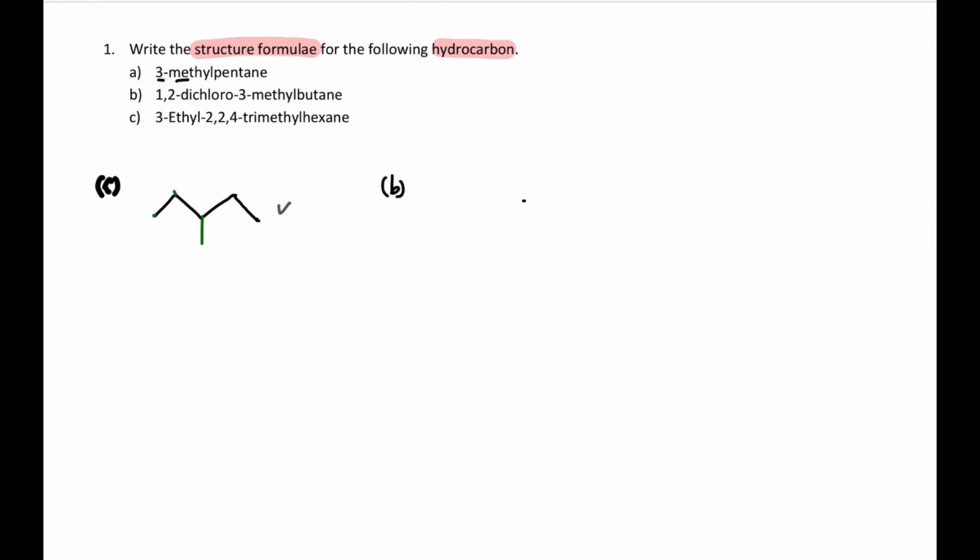For question B, 1,2-dichloro-3-methylbutane. So the parent is butane. So let's draw butane. 1 2 3 4. Okay, and then we got 3-methyl at carbon number 3. 1 2 3, we got methyl. Okay, and then we got chloro at carbon number 1 and 2, dichloro.